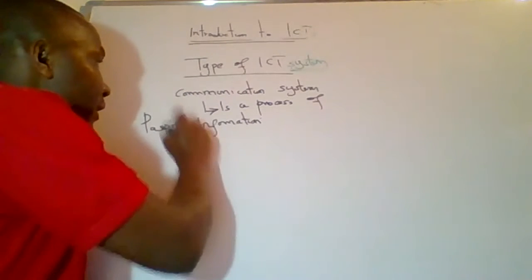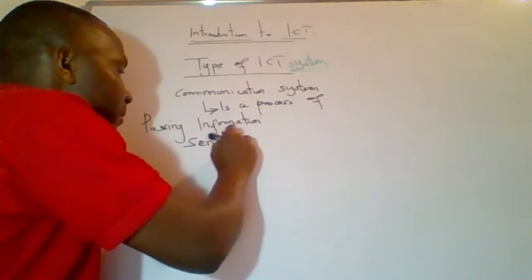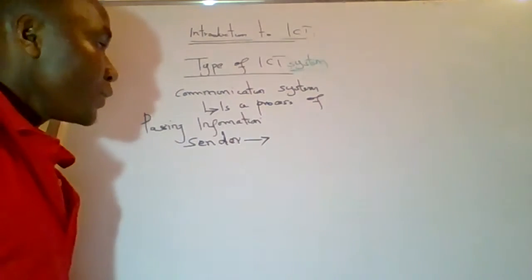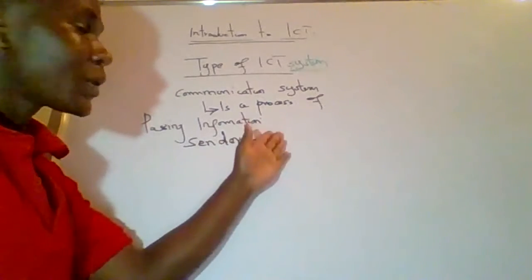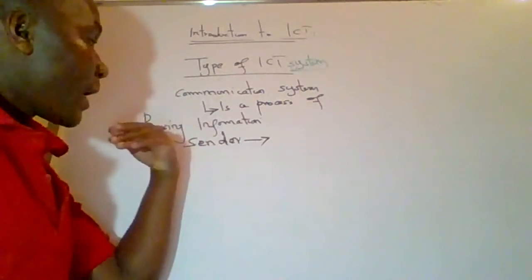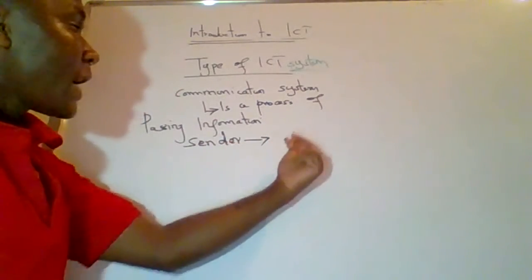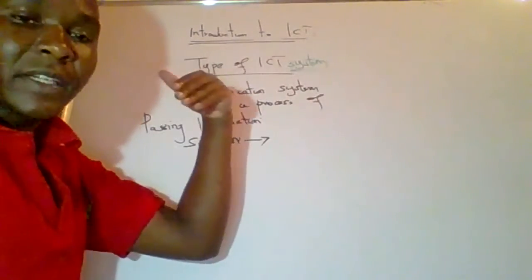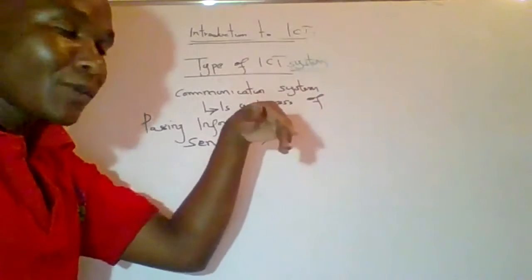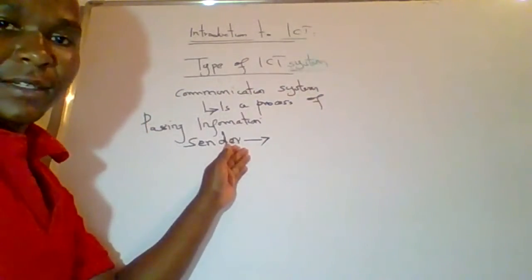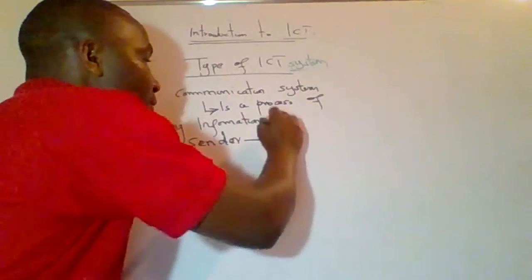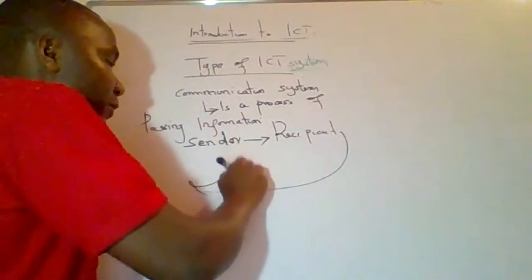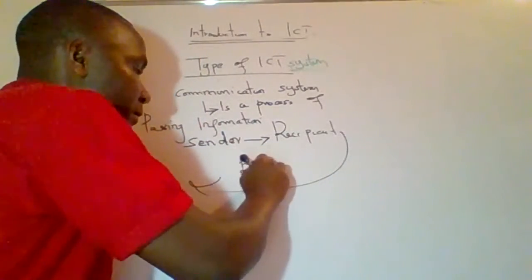So in communication, you have a sender, there is that process of information, you encode that information, you change that information into a meaningful information. Then there is a recipient. The recipient is the one who receives that information. The recipient will digest the information and give you feedback. And then you get what? A feedback.